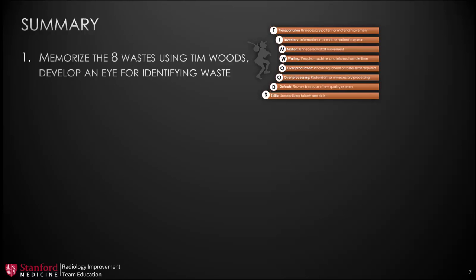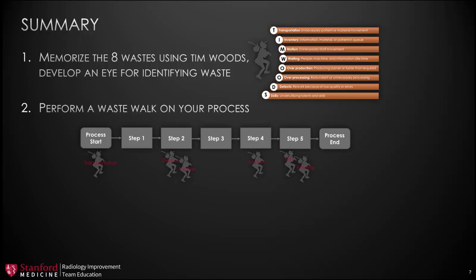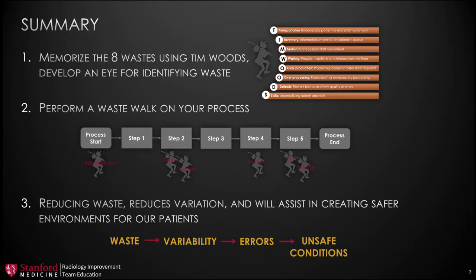So lastly, in summary, what have we learned today? Memorize the 8 wastes using Tim Woods and develop an eye for identifying waste. Perform a waste walk on your process. This is a very simple activity, but can be eye-opening for you and your team. And then third, reducing waste reduces variation and will assist you in creating safer environments for our patients. Remember this quick diagram, and as you perform waste walks and identify waste, you will create a safer environment and a more reliable environment for our patients.